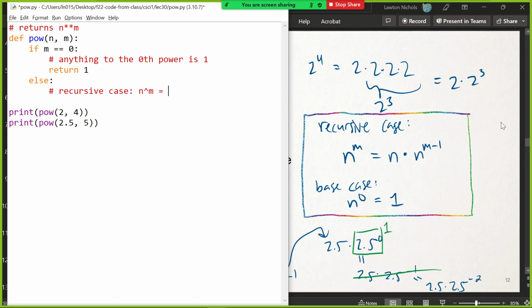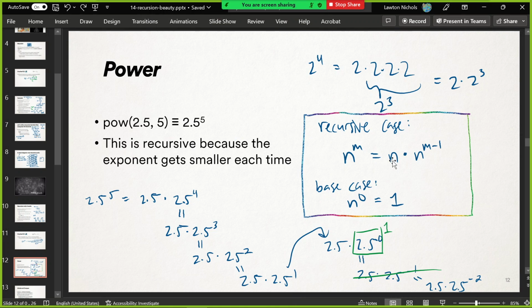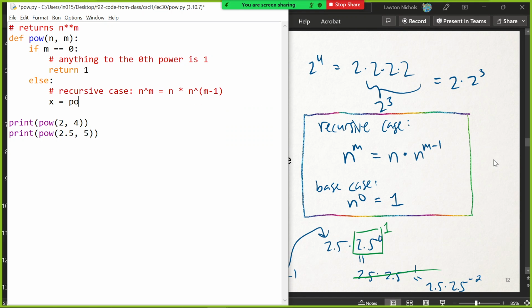n to the m is equal to n times n to the m minus 1. All right, so we have to go off and compute that. I think I did this for a factorial, like I saved the recursive computation in a variable like x. That's equal to, like I have to multiply my n by n to the m minus 1. So let's compute that. What is n to the m minus 1? Well, it's our function, pow of n and m minus 1 now. And then the result is n times that.